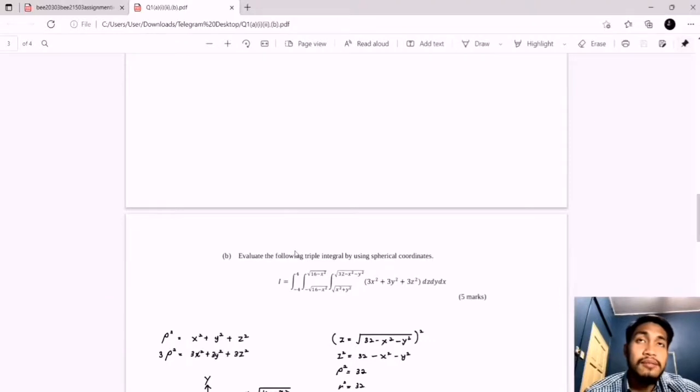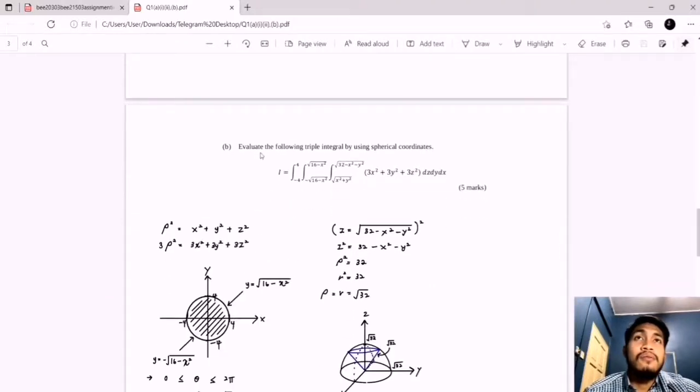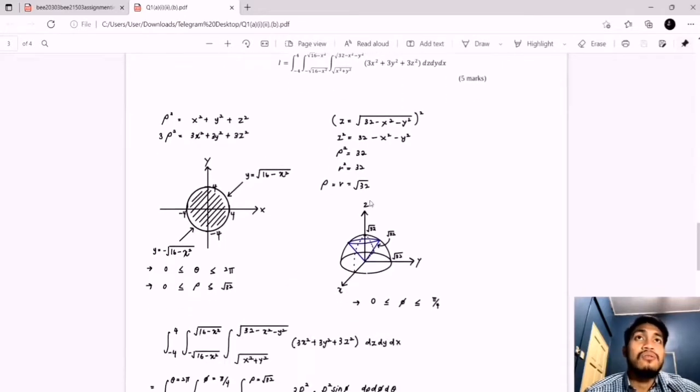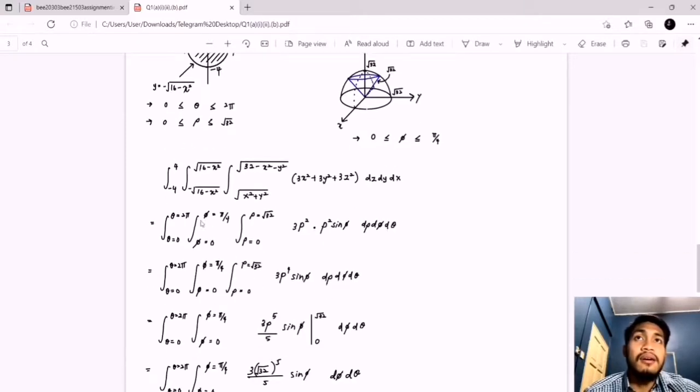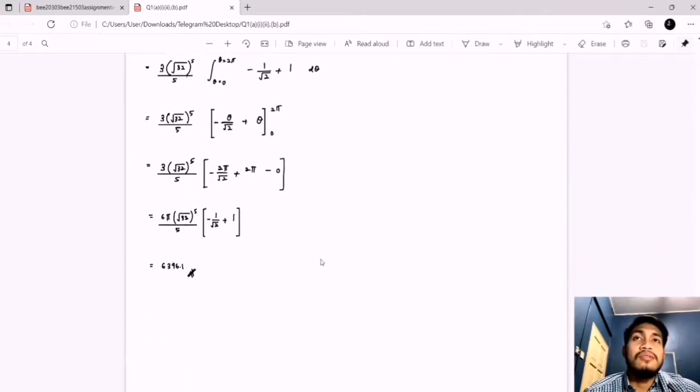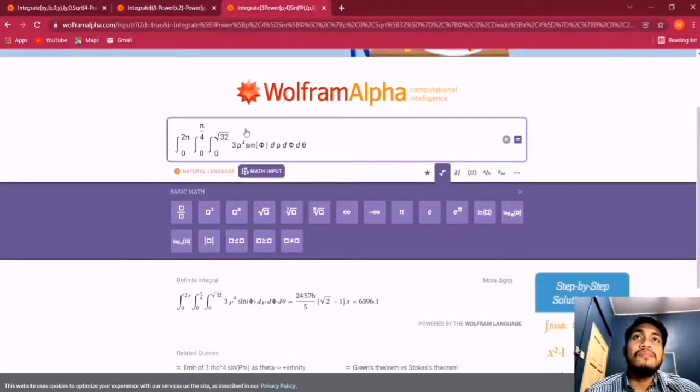For the next question, evaluate the following triple integral by using spherical coordinates. Here I am changing from Cartesian to spherical coordinates, and also changing from this equation into this equation. The final answer I have obtained is 6396.1. For the simulation, I'm using the equation that I have transformed from Cartesian to spherical, which is here in spherical coordinates, and the final answer shows 6396.1, which is similar to the manual calculation that I have done.